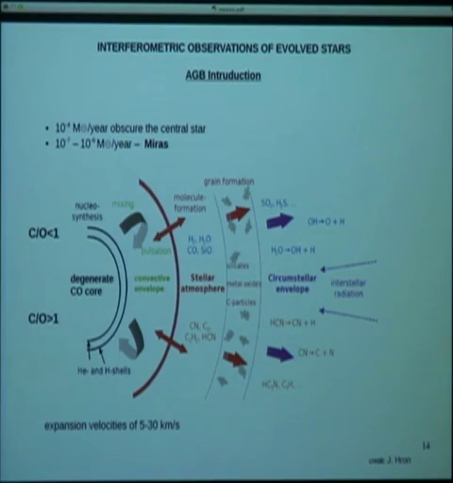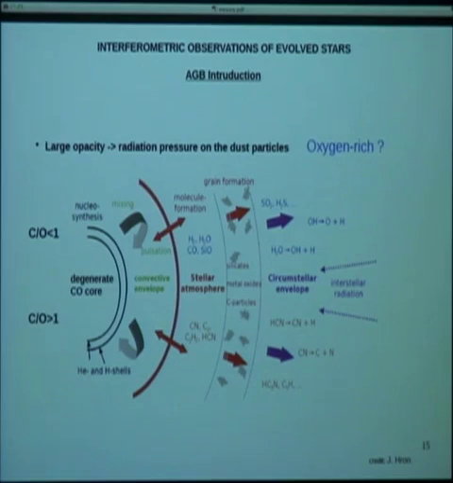The speed of stellar winds is between 5 to 30 kilometers per second, and the mass loss rate is up to 10 to the minus 4 solar masses per year. For Mira stars, it's a little bit less: between 10 to the minus 7 and 10 to the minus 6 solar masses per year. As was said already, it is believed that radiation pressure is driving the particles away.